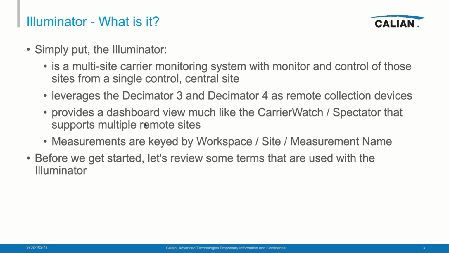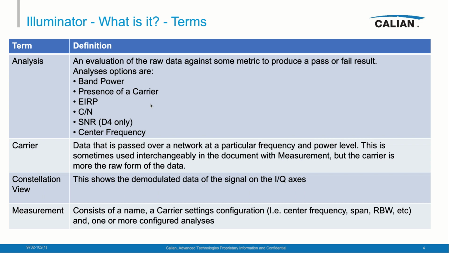So before we get started, we've already introduced a few terms. We need to define those. So let's look at these new terms that we need to get a handle on. First off, an analysis. Analysis is an evaluation of raw data against some metric to produce a pass or fail result. Some examples are band power, presence of a carrier, EIRP, C over N, SNR, and center frequency.